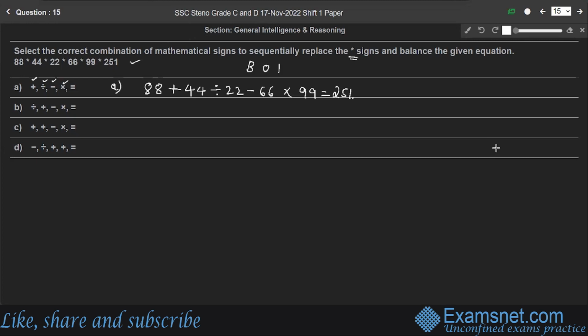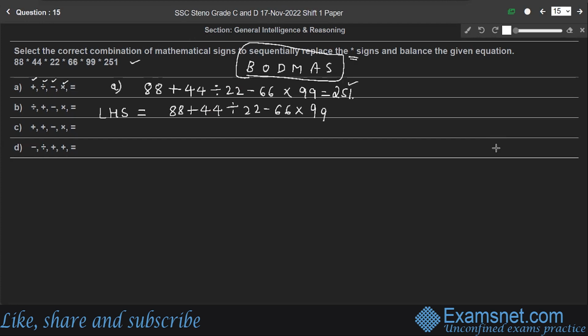In order to solve any mathematical expression, we have to go for the BODMAS rule, which you might have studied in your earlier classes. B stands for removing brackets. There is no bracket to remove. O stands for of part; there is no of part. D stands for division, so let us go for division. You have to check whether the left hand side is equal to the right hand side. The right hand side is 251 here. The left hand side is the expression 88 plus 44 divided by 22 minus 66 into 99. This should be equal to 251.